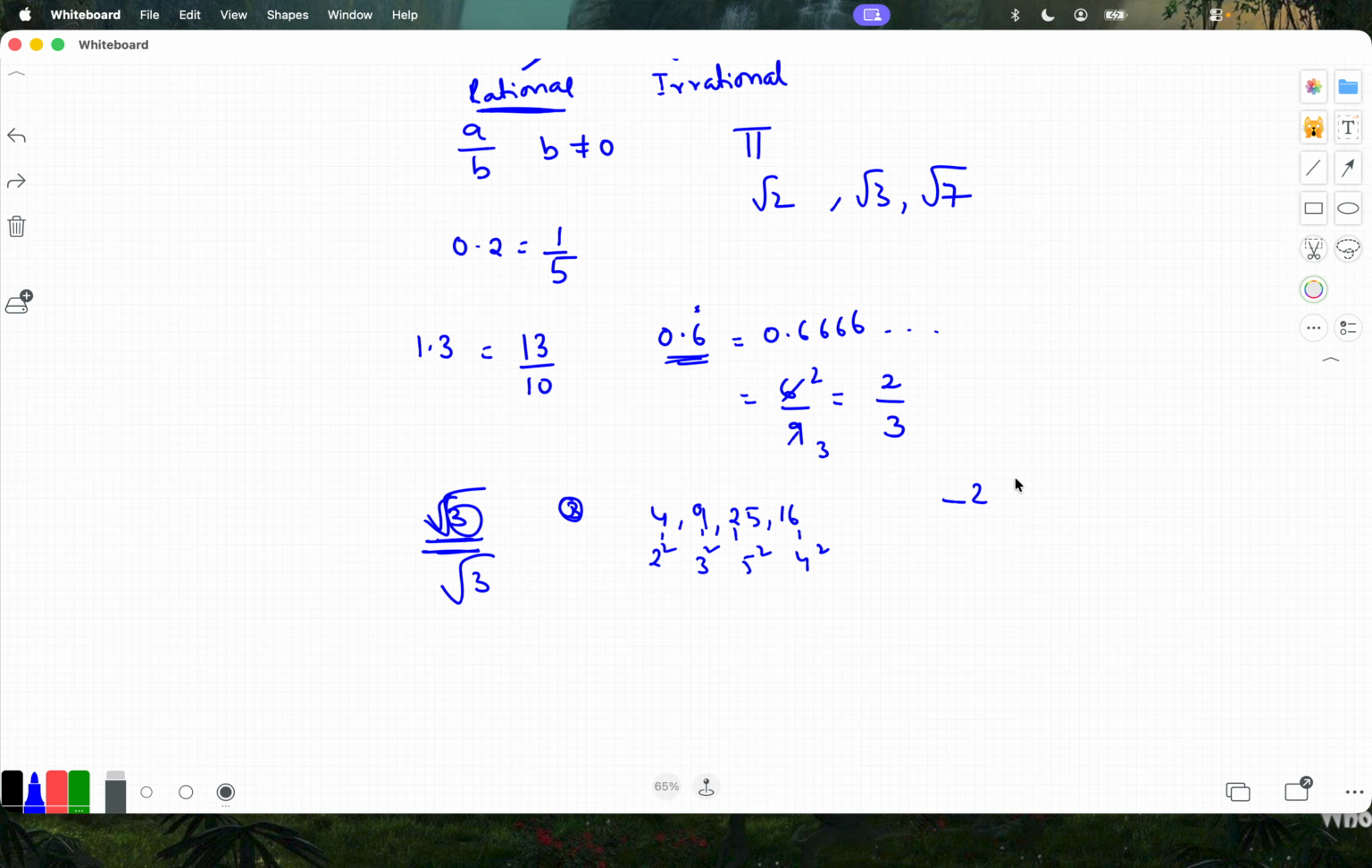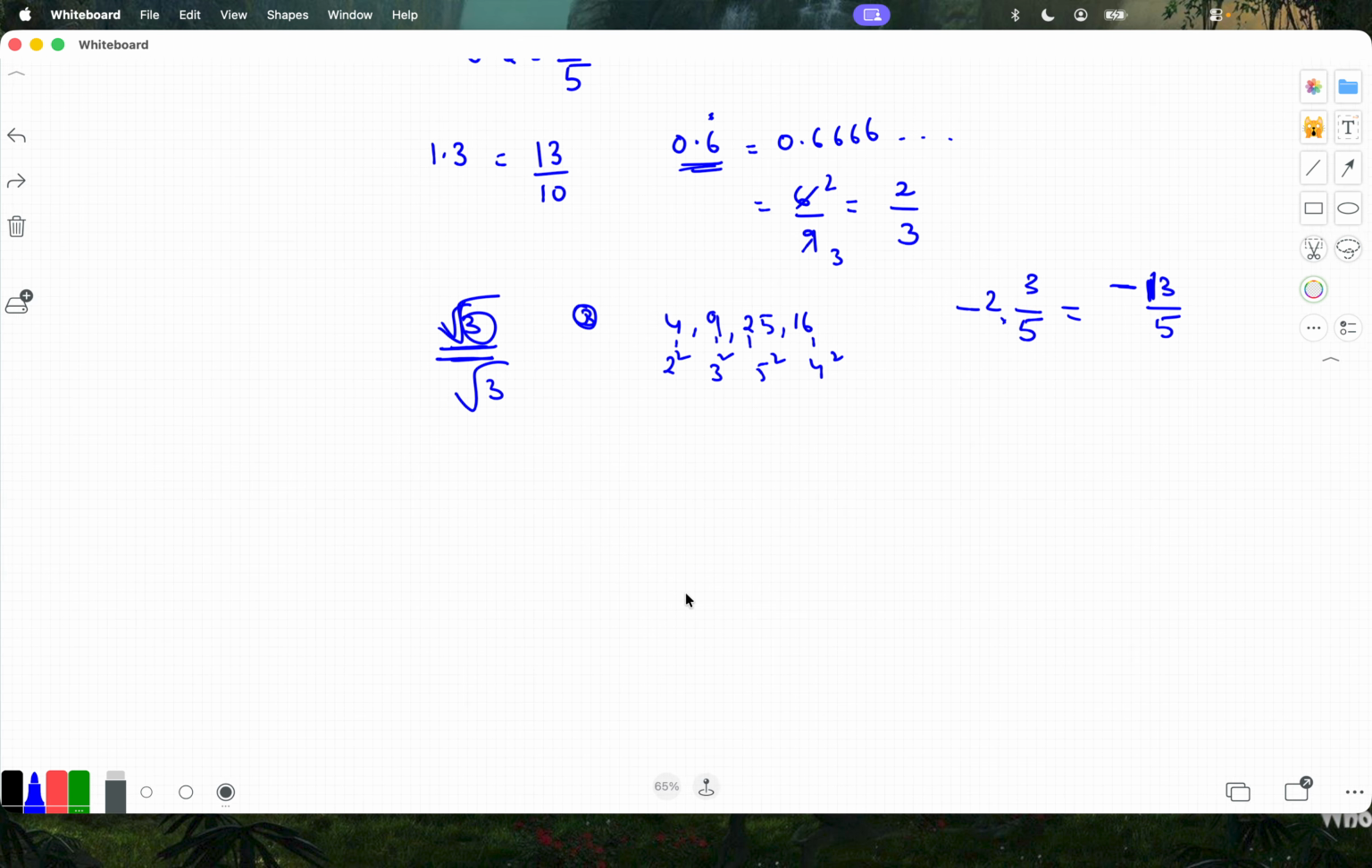Then minus 2 3 by 5. How will you convert a mixed fraction into a normal fraction? First you multiply 5 and 2. 5 twos are 10, and 10 plus 3 is 13 by 5, that is minus 13 by 5. You can write it in a by b form. So minus 2 3 by 5 is also a rational number.